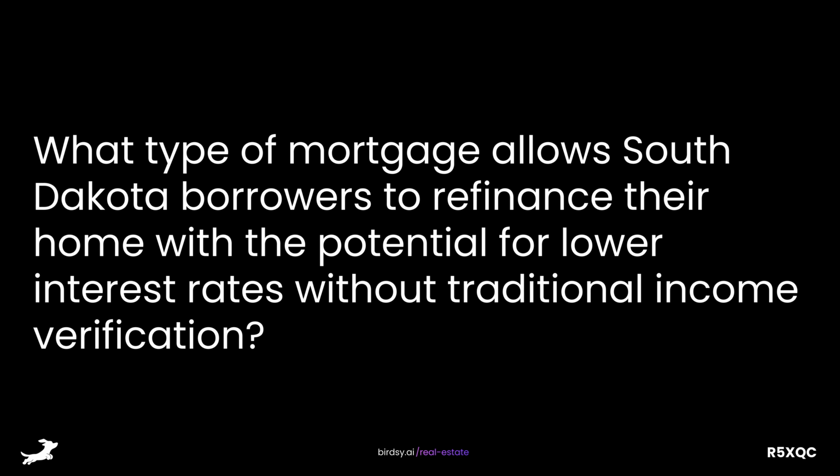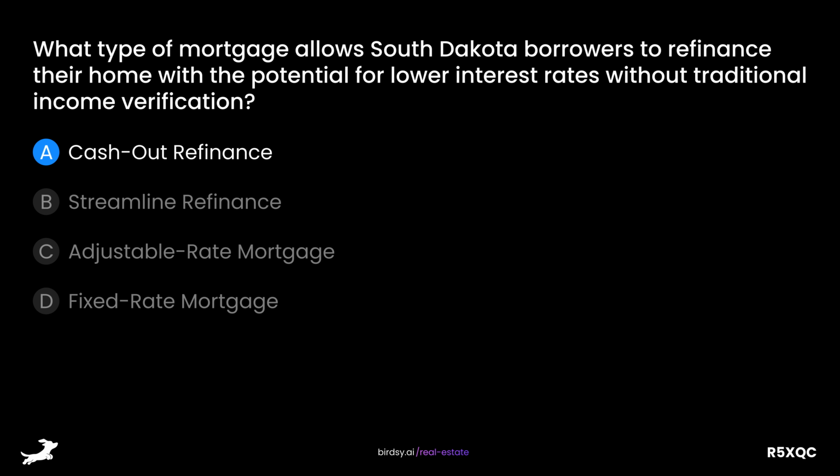What type of mortgage allows South Dakota borrowers to refinance their home with the potential for lower interest rates without traditional income verification? Is it A, cash-out refinance, B, streamline refinance, C, adjustable rate mortgage, or D, fixed rate mortgage? The answer is B, streamline refinance.